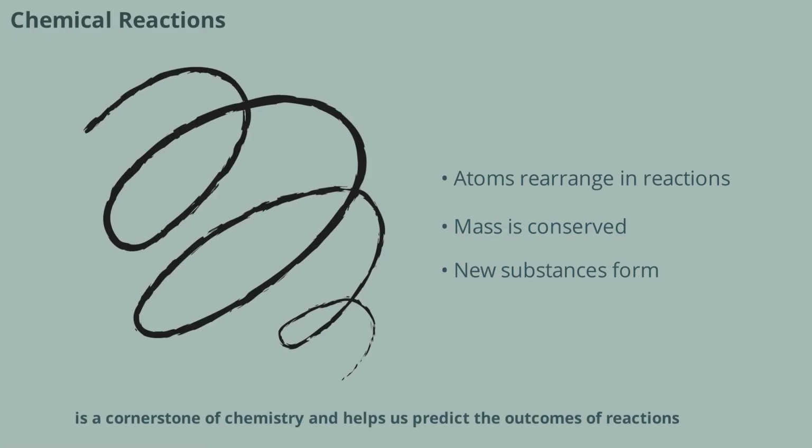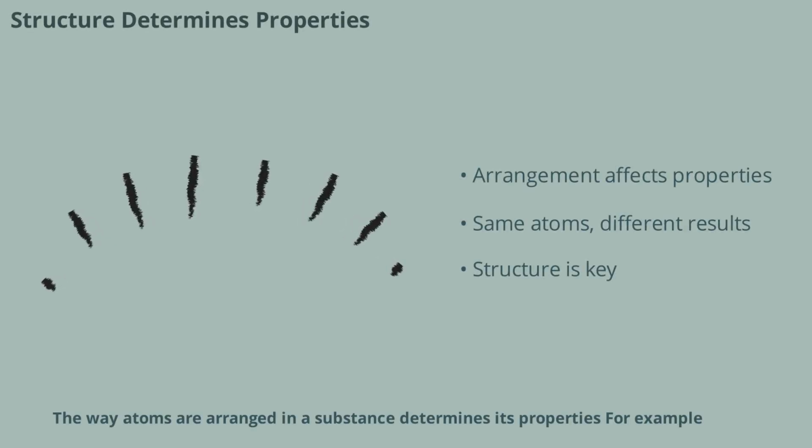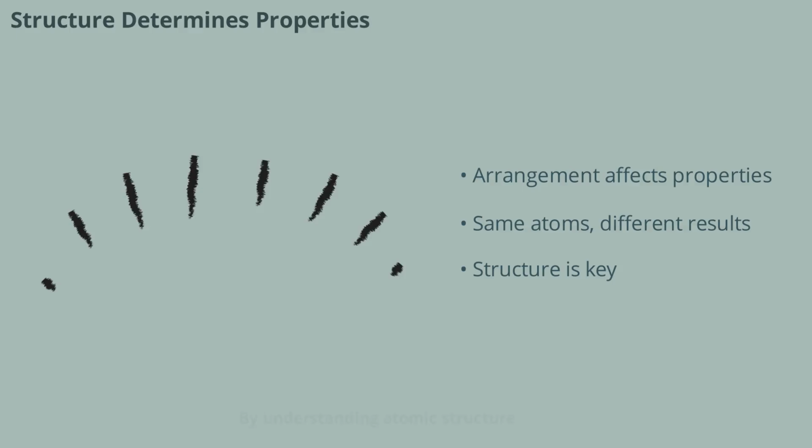outcomes of reactions. The way atoms are arranged in a substance determines its properties. For example, carbon atoms can form both soft graphite and hard diamond depending on their arrangement. This shows that structure is just as important as composition. By understanding atomic structure, scientists can design new materials with specific characteristics, opening up endless possibilities in technology and industry.